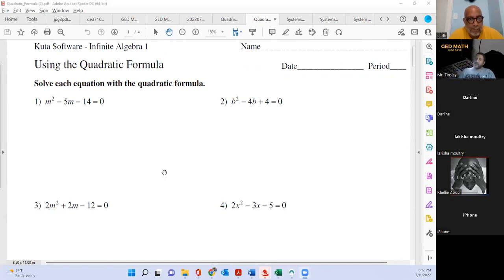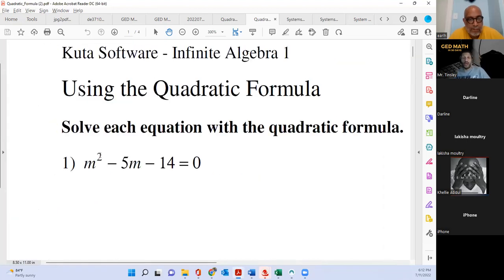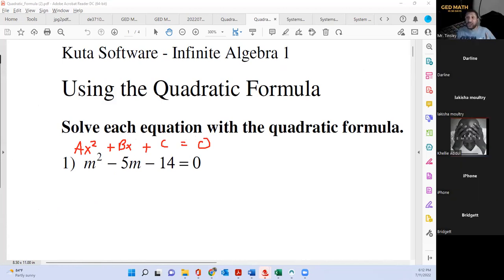So now let me zoom in. What we also should know is the standard form of a quadratic equation. The standard form of a quadratic equation is ax squared plus bx plus c is equal to 0. You should now easily be able to see what the coefficient of the x squared is, what the coefficient of the x is, and what the constant is.